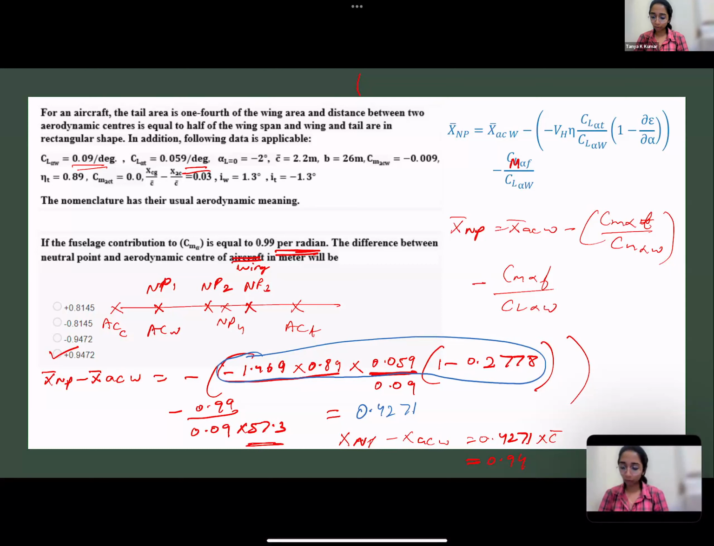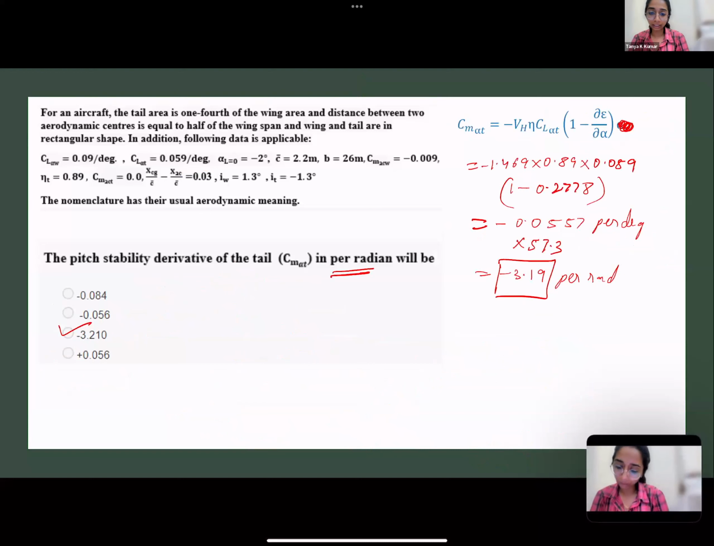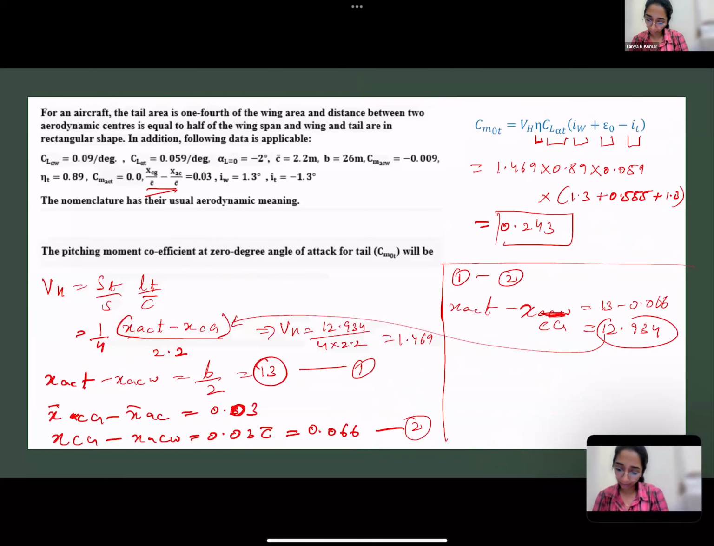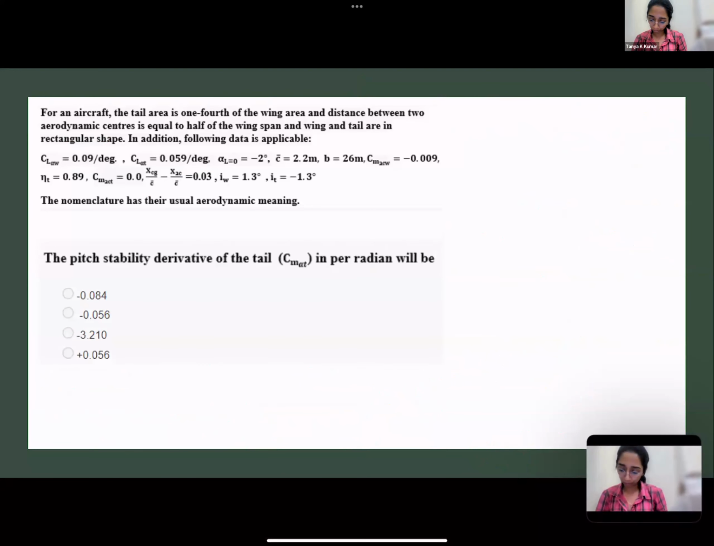You can't conclude from just X bar NP minus X AC, but from the other quantities that we've calculated, your CM alpha is negative. So the aircraft is stable. See, CM alpha of the tail is minus 3.19 and CM alpha of the wing was positive 0.156. So overall, CM alpha is CM alpha wing plus CM alpha tail, which is negative. So the aircraft is stable.